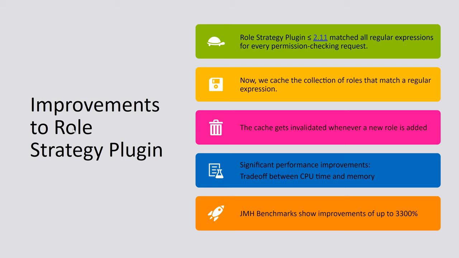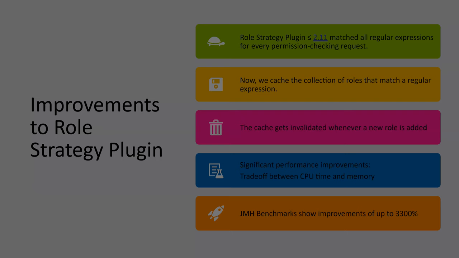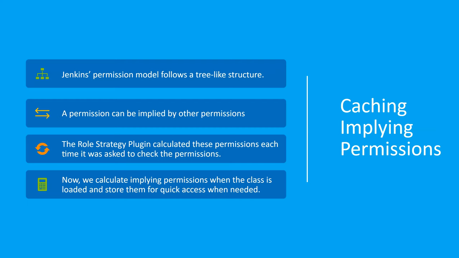And the JMH benchmarks in the plugin show improvements of up to 3,300%. The next change we made was to cache the implying permissions. So Jenkins' permission model follows a tree-like structure, and one permission can be implied by the others. For example, there's the Jenkins administrator permission that gives all administrators the access to read any job.